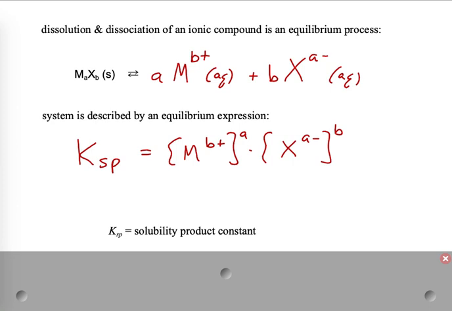Now, you will notice that in this equilibrium expression, it's all in one line. There is nothing in the denominator. Why not? Well, because my reactant is a solid, and we do not include solids and pure liquids in equilibrium expressions. So don't make the mistake of putting that concentration in the denominator. Ksp expressions do not have denominators.